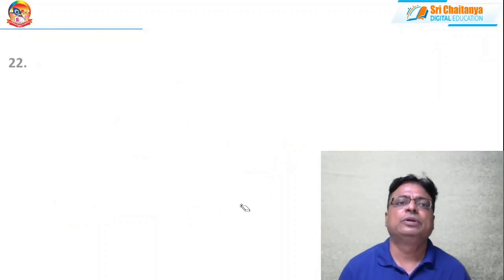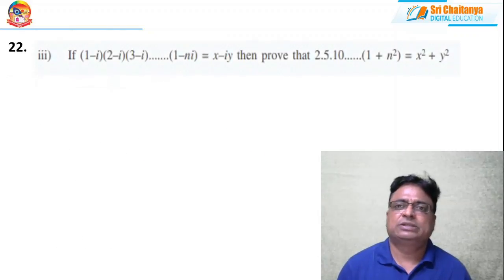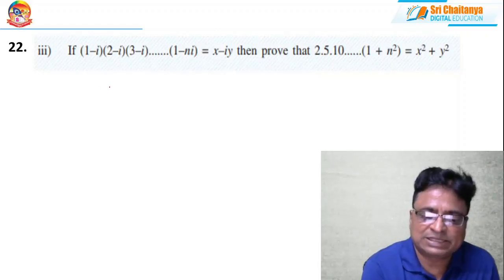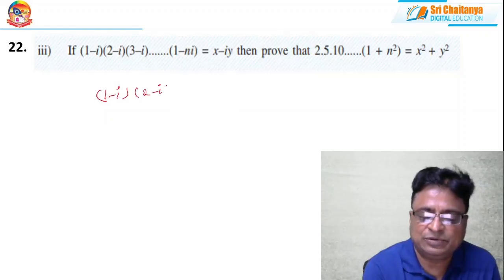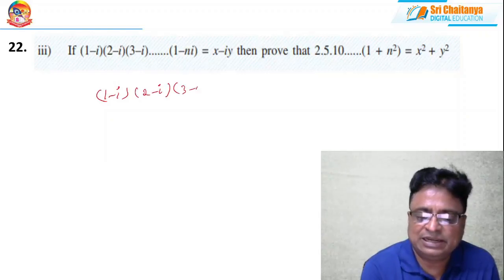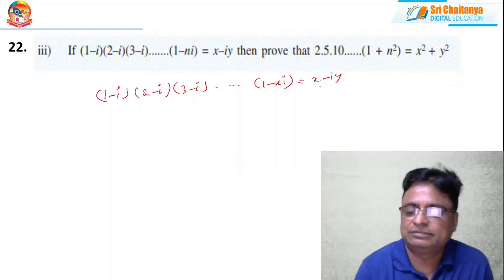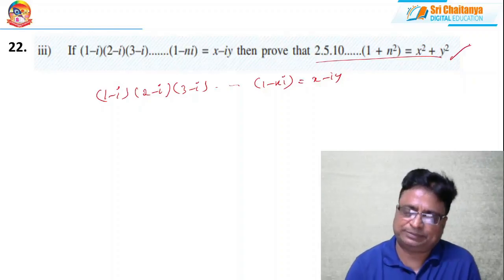Now coming to verify once again, the 22nd third problem. Of course, 1 minus i, 2 minus i, 3 minus i and so on, into 1 minus ni equals x minus iy. But something is given and we have to prove x square plus y square.